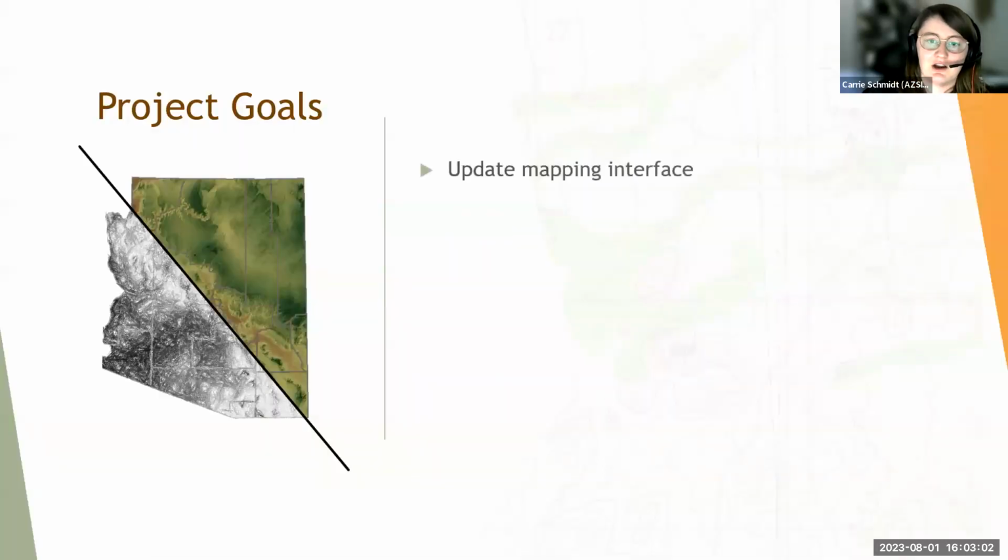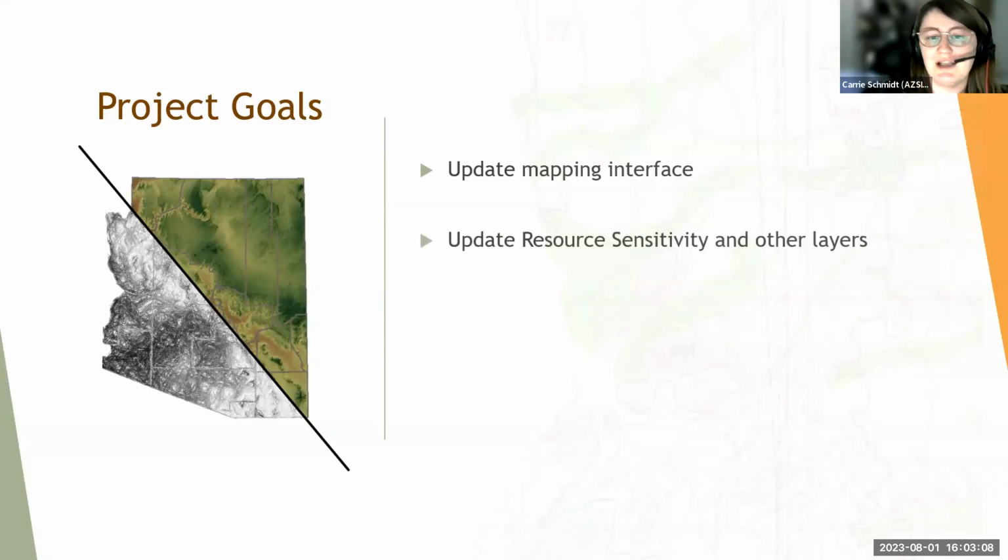So my project goals are to update the mapping interface to a more modern and user-friendly platform. I'd also want to update the resource sensitivity layer and provide other updated layers. One aspect of this project is to take my workflow and make a Python script that will then be implemented with our weekly sync to production. So that way the resource sensitivity layer is updated on a weekly basis.